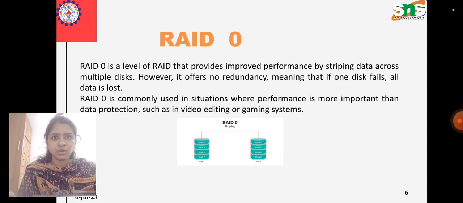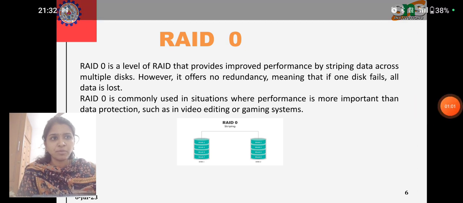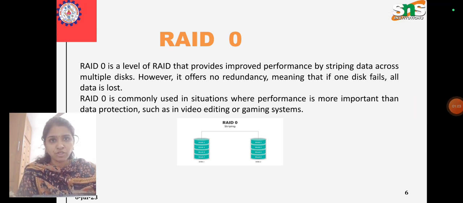So, RAID 0. RAID 0 is a level of RAID that provides improved performance by striping data across multiple disks. However, it offers no redundancy, meaning that if one disk fails, all data is lost. RAID 0 is commonly used in situations where performance is more important than data protection, such as in video editing or gaming systems.